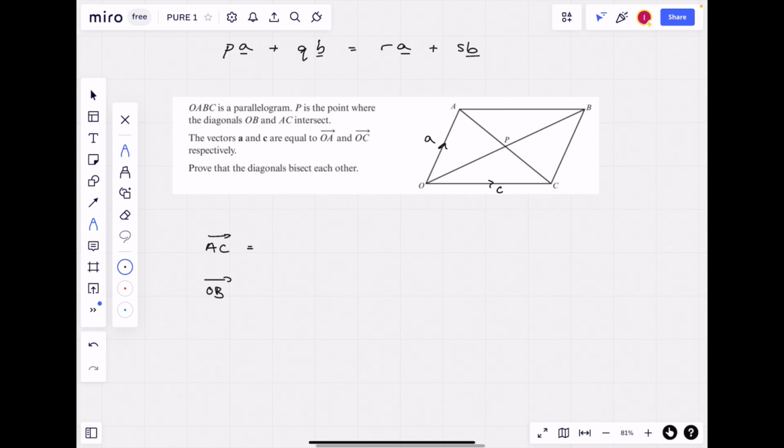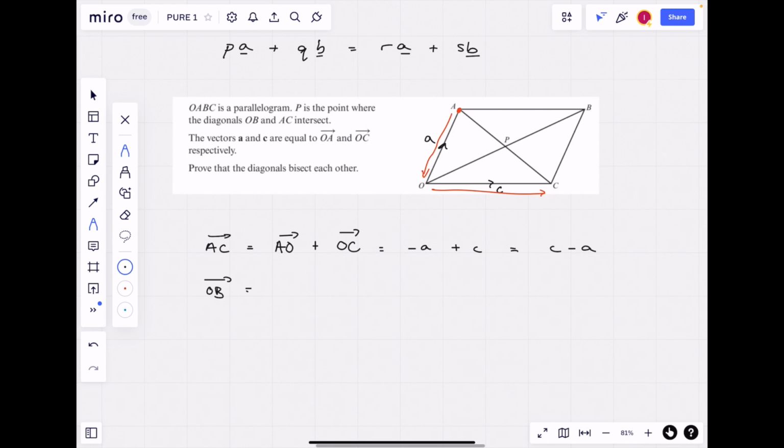Well, to get from A to C, we go along OA in the opposite direction, and then along OC in the standard direction. So we're going from A to O plus OC. So we're doing minus A plus C, which we're going to write as C minus A because it's neater.